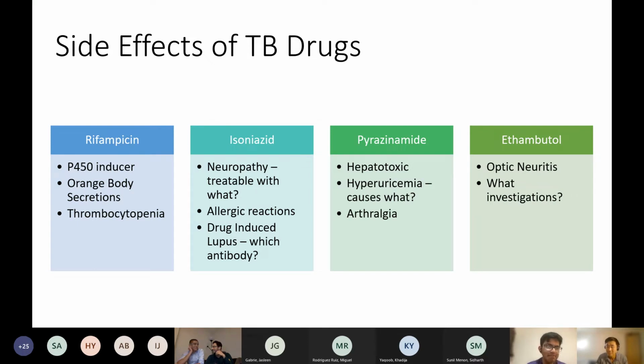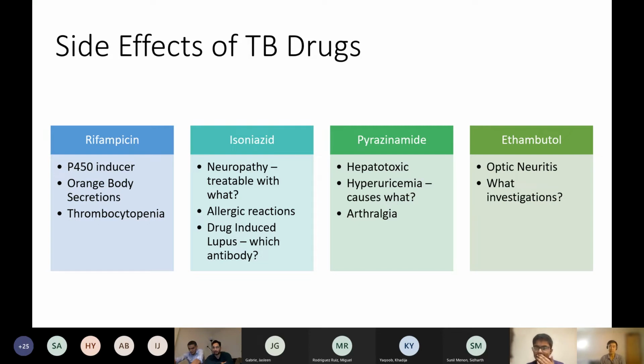Yeah, rifampicin is a P450 inducer. Thrombocytopenia is not that important. It's not going to be examined. I mentioned this for rifampicin because all of the other drugs are actually P450 inhibitors. It's just rifampicin is a much stronger inducer of the P450 system than any of the other ones are inhibitors. So the overall effect of tuberculosis treatment is induction of the P450 system.